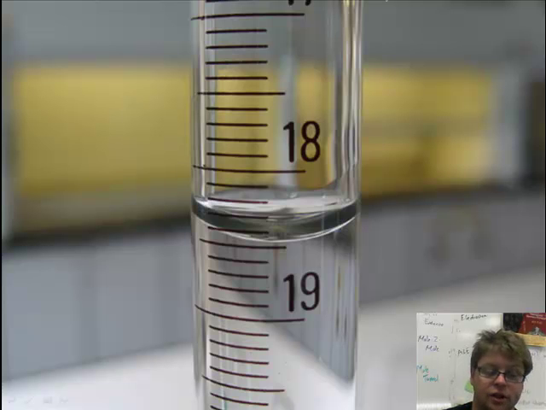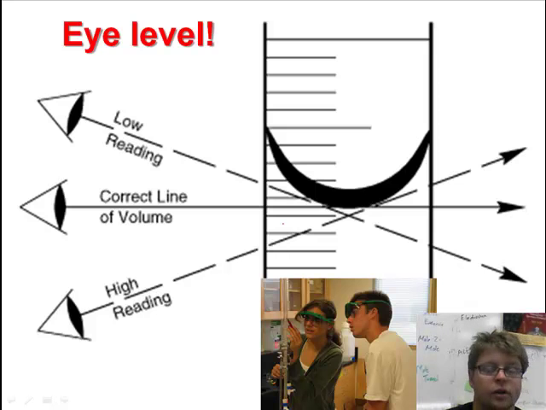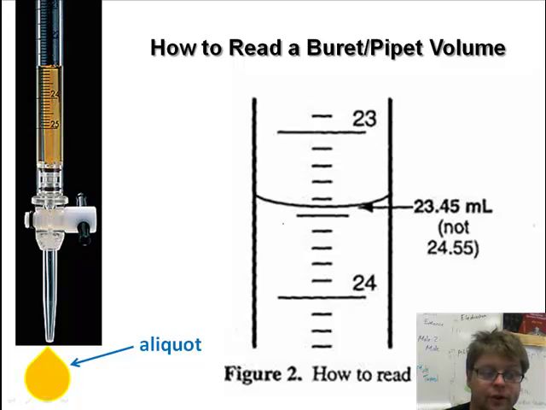This here is a picture of a meniscus. The important thing to see is that the bottom of the meniscus is what you want to measure. So this is between 18 and 19. To measure this precisely, you'd measure here, not up there. To measure it properly, you want to be at eye level with the meniscus and line up with it. You can take it off of the Buret stand to do that, although you have to put it back on to measure that volume again. So this is how to read a Buret or a pipette volume.